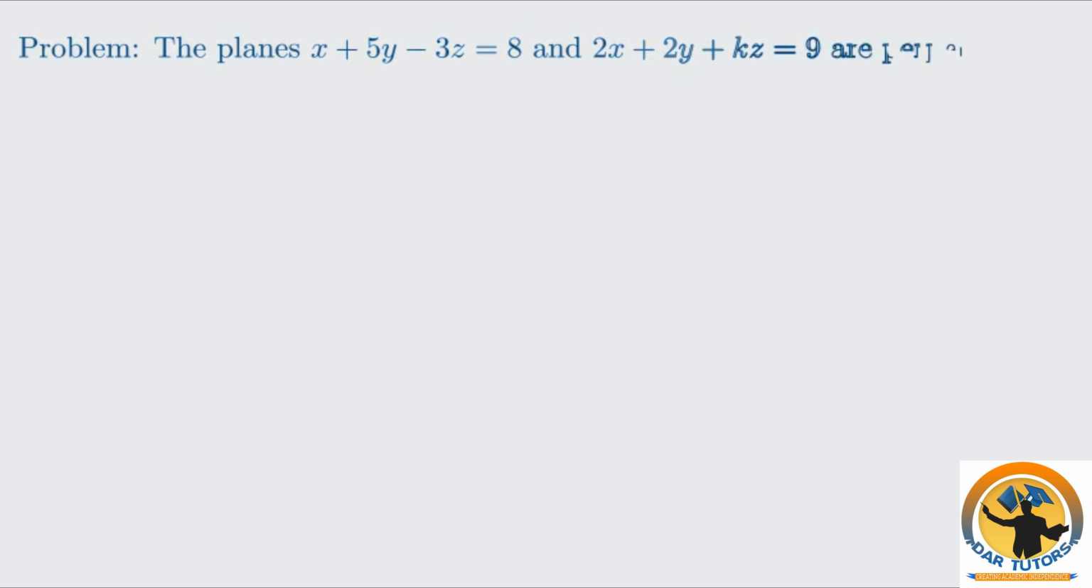Let's try another example, this time with perpendicular planes. We'll use problem 6 from the exercise. The problem states, the planes x plus 5y minus 3z equals 8, and 2x plus 2y plus kz equals 9 are perpendicular. Find the value of k. We know that if two planes are perpendicular, their normal vectors must be perpendicular. This means their dot product must be 0.